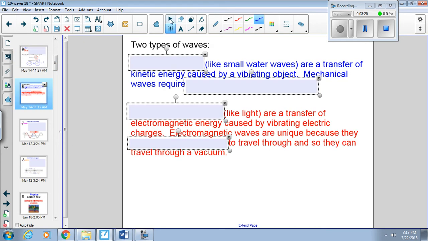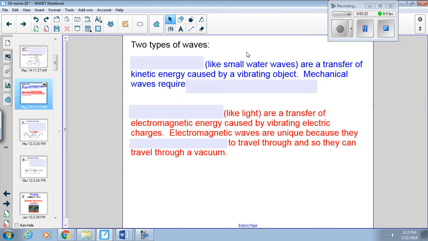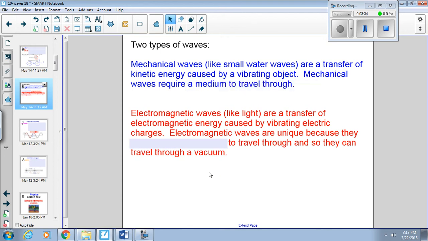All right, so some things we need to know about waves. There are two types of waves: mechanical waves and electromagnetic waves. Mechanical waves are the ones that you're probably used to seeing. These require a medium or substance to travel through. So sound is a mechanical wave. Water is a mechanical wave. Doing jump rope, mechanical wave. Electromagnetic waves, or EM waves, are different in that they don't need a medium.